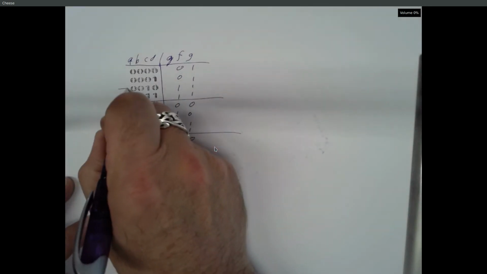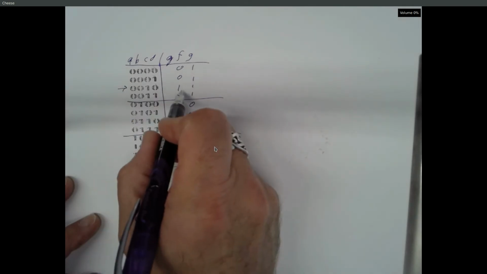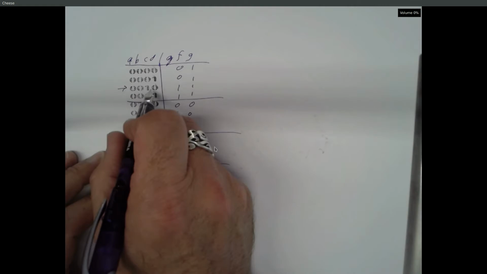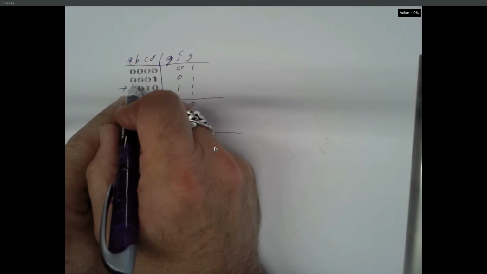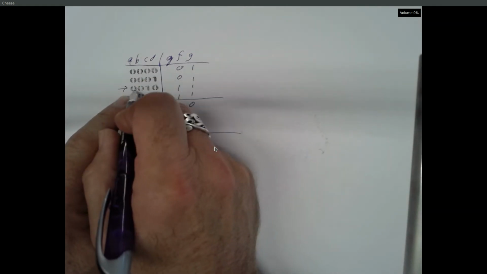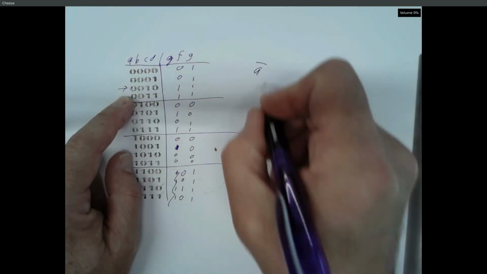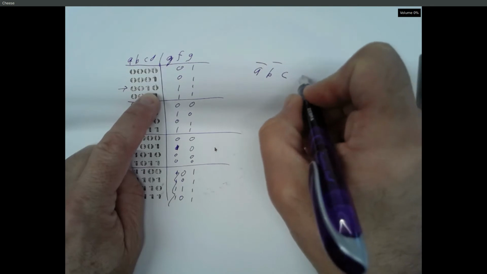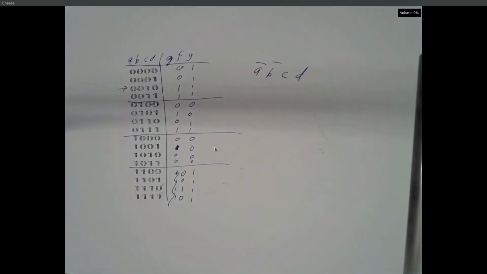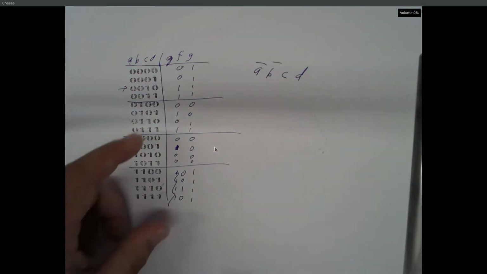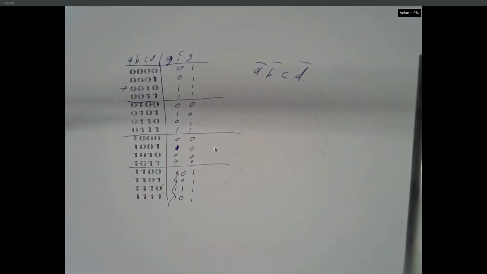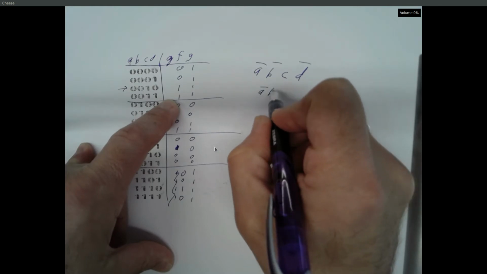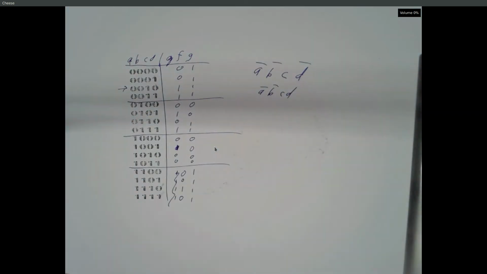So for example, in this third row, 0, 0, 1, 0, F should be equal to 1. So you have to find the product term corresponding to 0, 0, 1, 0. And the rule, which everybody knew, was if the input variable is a 0, you write it with a bar on top. If the input variable is a 1, you write it without a bar. So it's A bar, B bar, C, D bar. And that's the product term for here. The product term for that fourth row would be A bar, B bar, C, D, and so on, and you OR those together.